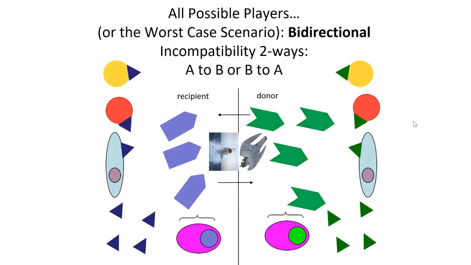All possible players are present in the worst case scenario, bidirectional mismatched BMT. So incompatibility runs both ways. The A antigen in a recipient can be subject to the anti-A isoagglutinin of a group B donor, and the anti-B of the group A host can attack the group B structures of the group B donor as they attempt to engraft. So this subgroup of ABO mismatch can be seen in some big data BMT cohorts as having inferior outcomes to other ABO pairings.